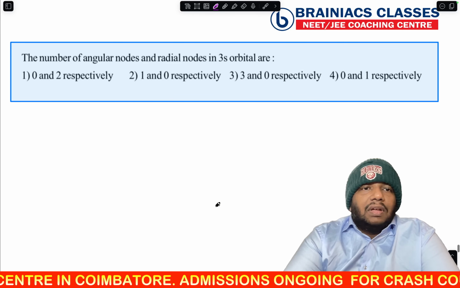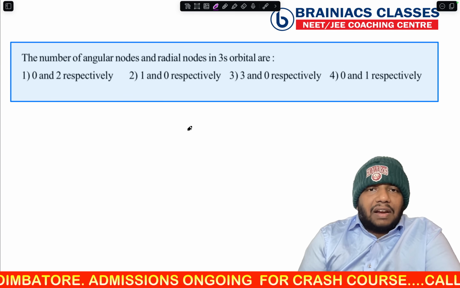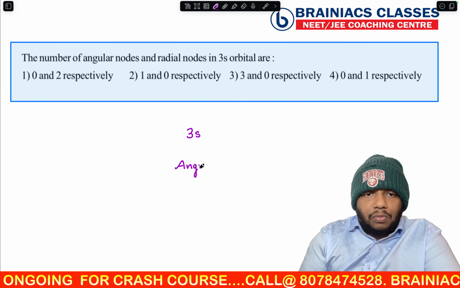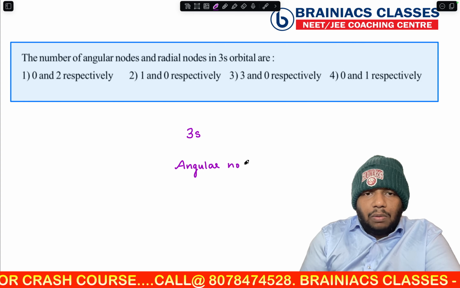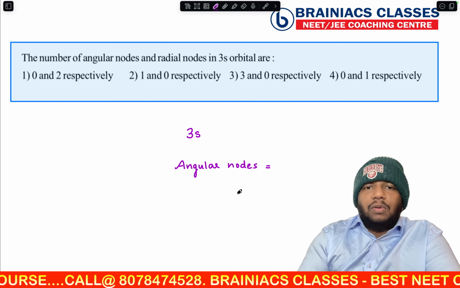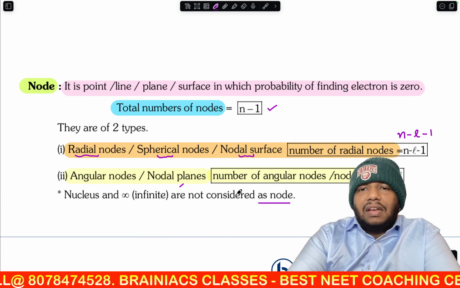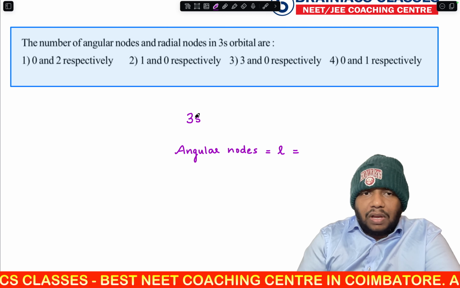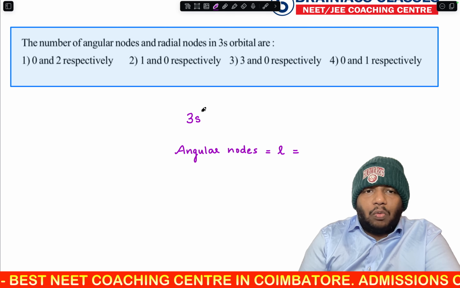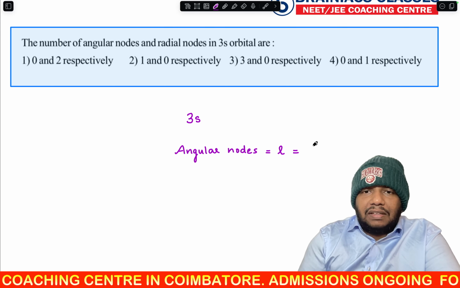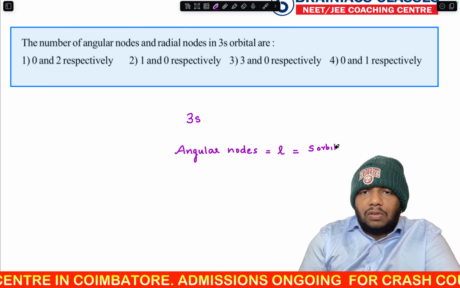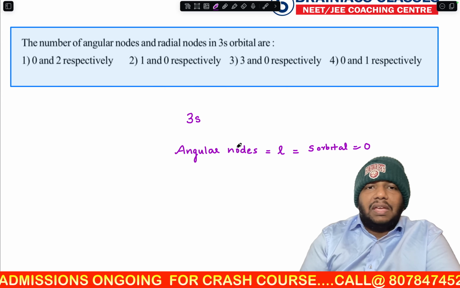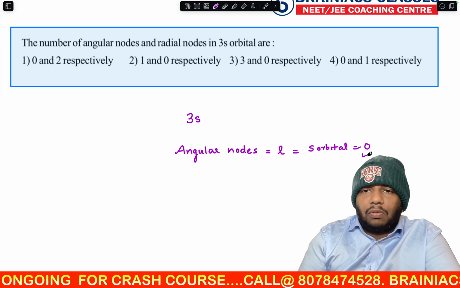Now, the number of angular nodes and radial nodes for a 3s orbital. So tell me, what is the formula for angular nodes? Just now we have seen. The number of angular nodes is equal to what value? The l value. So here you can see 3s. What l value does an s orbital have? S orbital has the l value equal to 0. So I can say 0 would be my number of angular nodes.